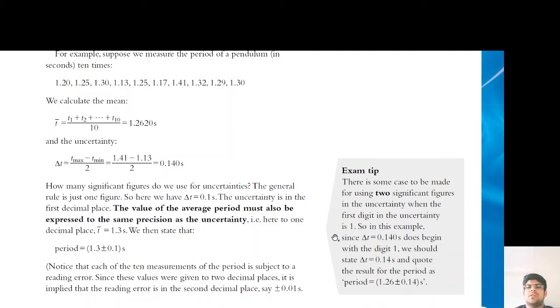Okay, so here is a little exam tip for everyone. There is some case to be made for using two significant figures in the uncertainty when the first digit in the uncertainty is 1. In this example, since delta t equals 0.140 seconds begins with the digit 1, we should state delta t equals 0.14 seconds and quote the result for the period as period equals 1.26 plus or minus 0.14 seconds.